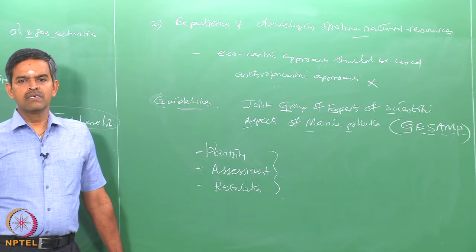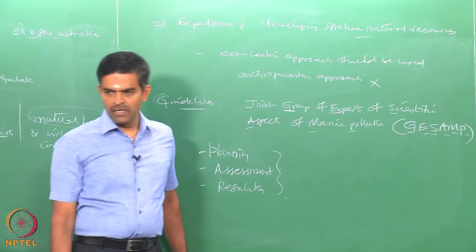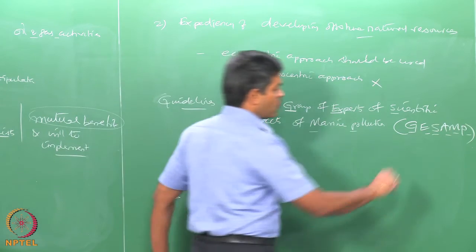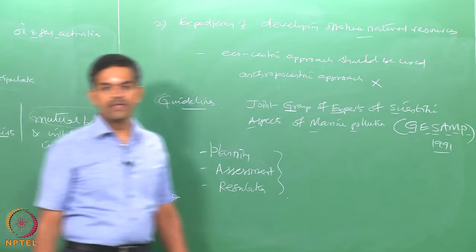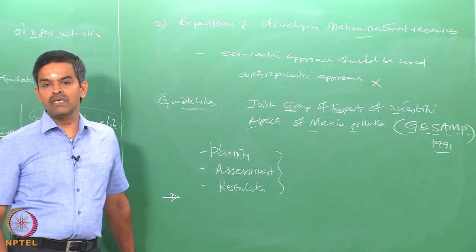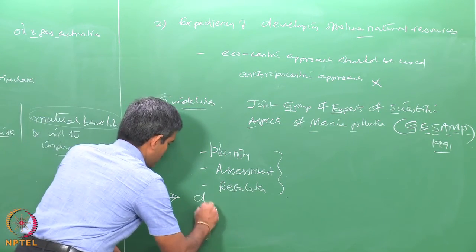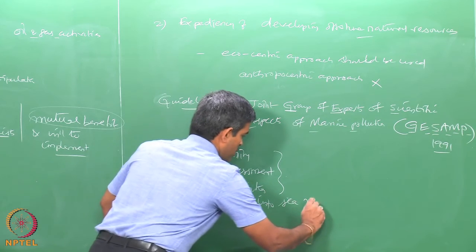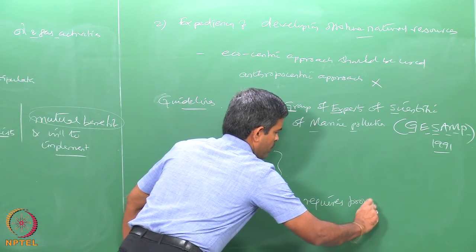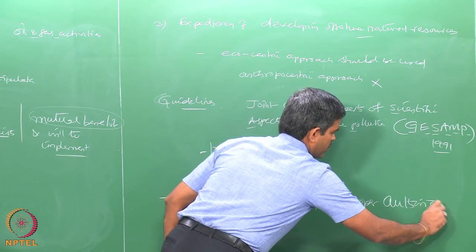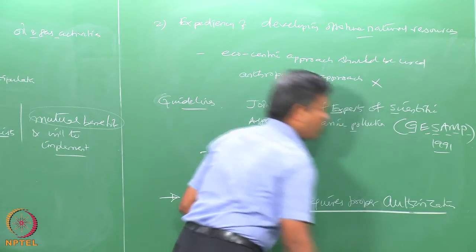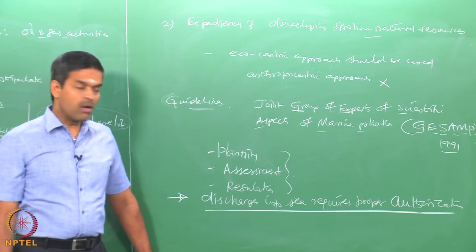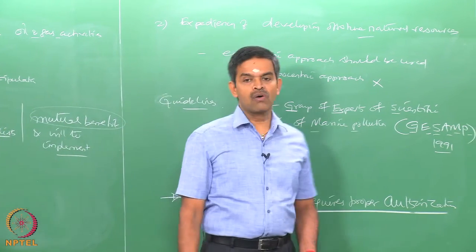They include regulatory measures for discharging drilling waste into the sea. The most important guideline which is suggested in the GESAMP report in 1991, as early as 1991, says that the discharges into the sea require proper authorization. This is the first and foremost rule which has been framed and which is to be strictly implemented and followed by oil and gas industries wherever they are producing oil globally.